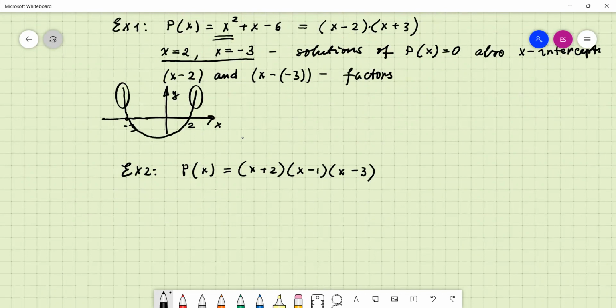So how many intercepts do we have? We have x equals negative 2, x equals 1, and x equals 3. They are solutions of each of these parentheses, so they are zeros, and at the same time intercepts. Let me label them x-intercepts.